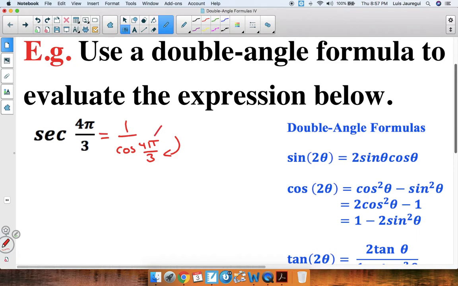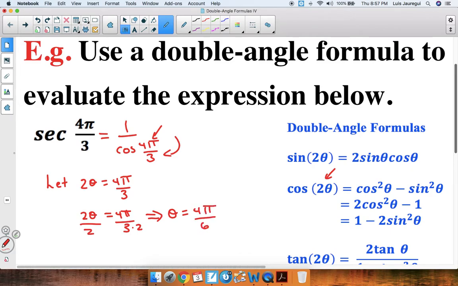Notice that the input here for cosine is 4 pi over 3, and our double angle formula is 2 theta. So let's match those up. Let 2 theta be equal to 4 pi over 3. Now we're going to divide by 2 on both sides of the equation so we can get theta by itself. So let's divide by 2 here and by 2 here, which means that theta is equal to 4 pi over 6. After we divide both numerator and denominator by 2, we get that theta is equal to 2 pi over 3.